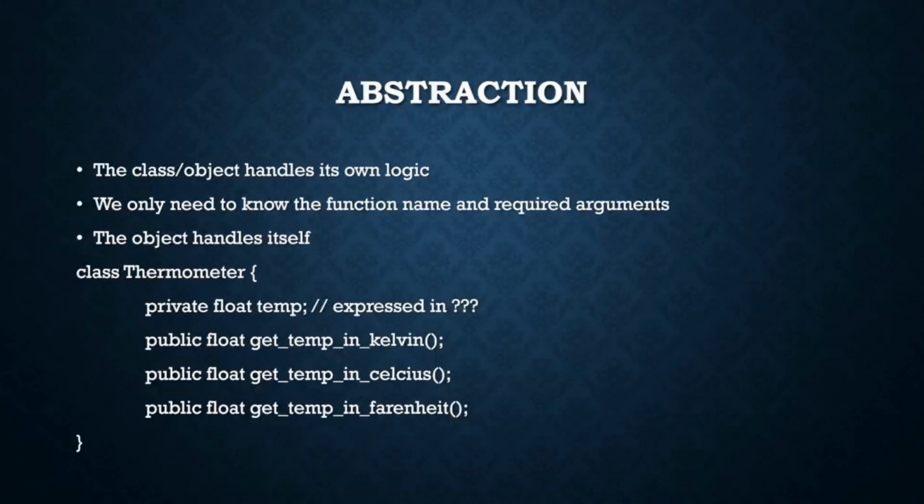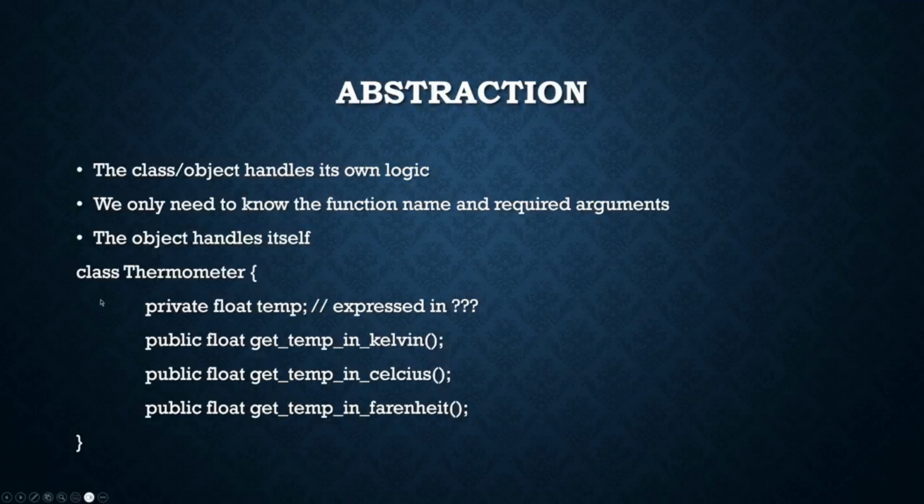Object-oriented programming serves the value of abstraction. The idea is that we want the class, or an object of that class, to handle its own logic. So in order to use the object, we only need to know the function name and what arguments are required. The object itself handles itself.